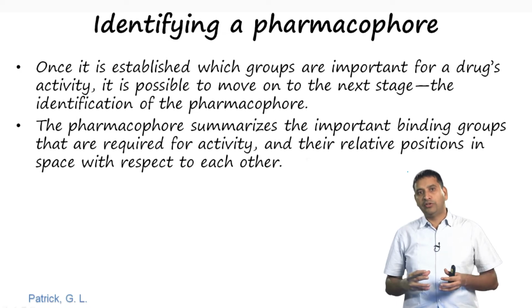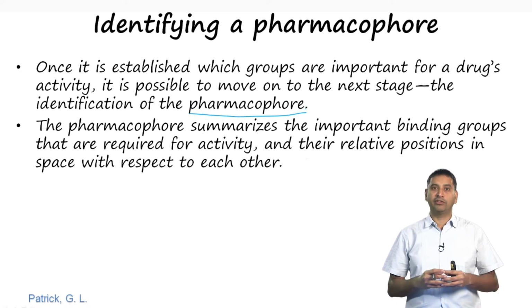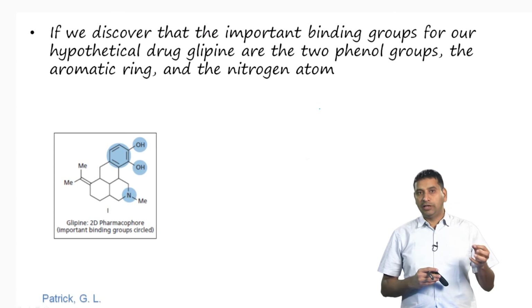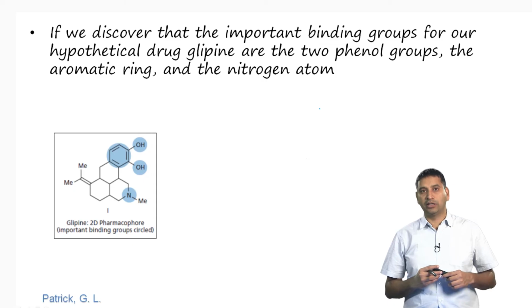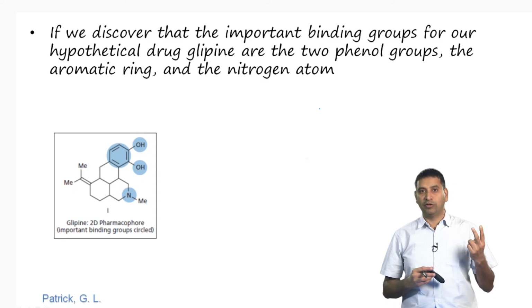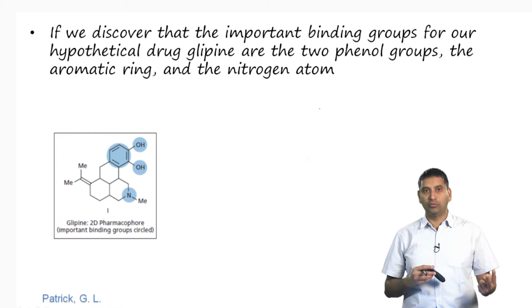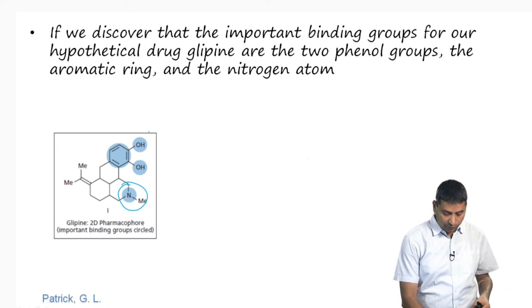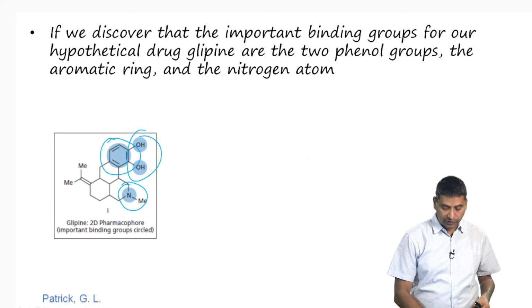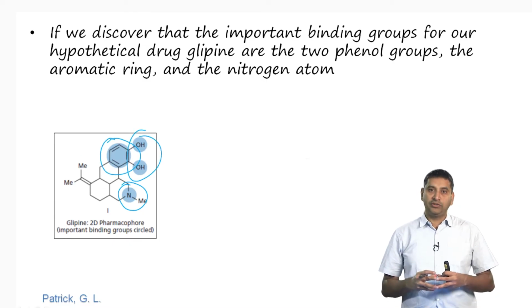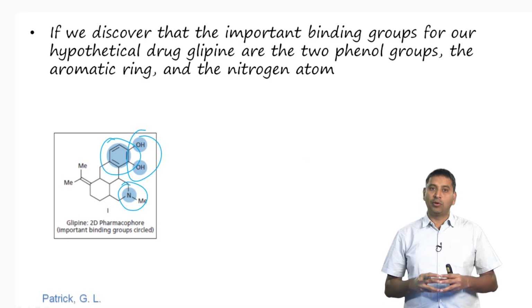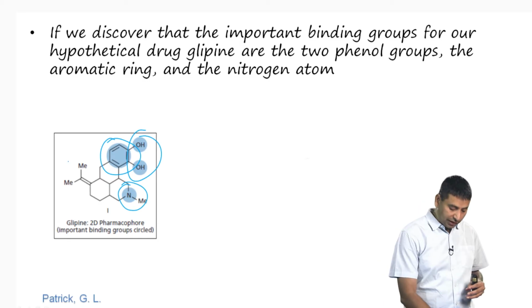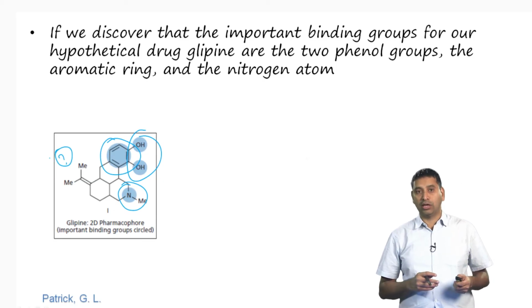So, a lot of the optimization process would involve the identification of a pharmacophore. If we discover the important binding groups, for example, in the hypothetical drug that we looked at, the important functional groups are the two phenol functional groups, the aromatic ring and the nitrogen atom. They are all shown here for us to understand. Now, what this means is that if these are the only important functional groups, then perhaps the other parts of it can actually be cut out. That is a question that one could ask.